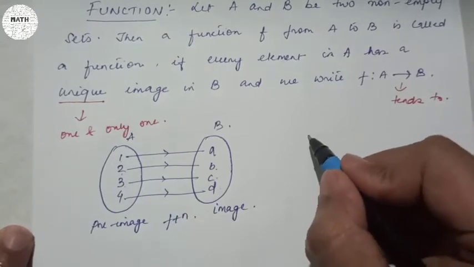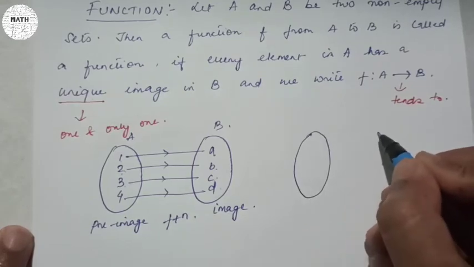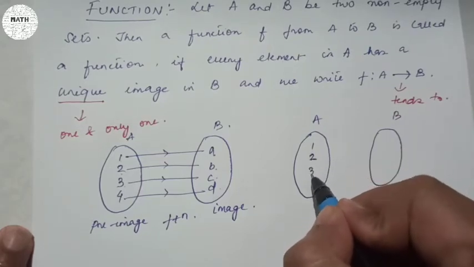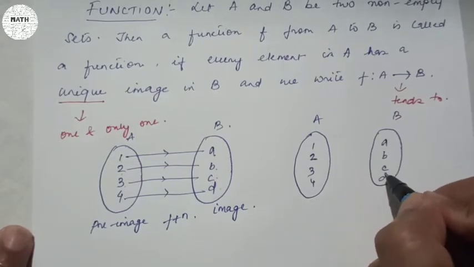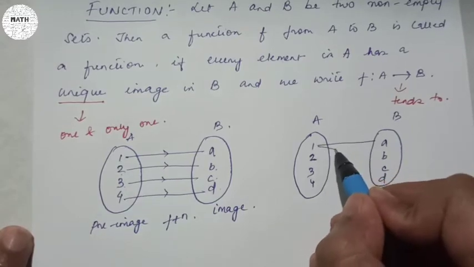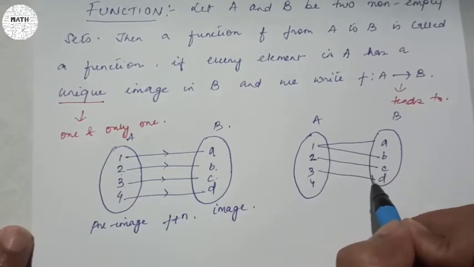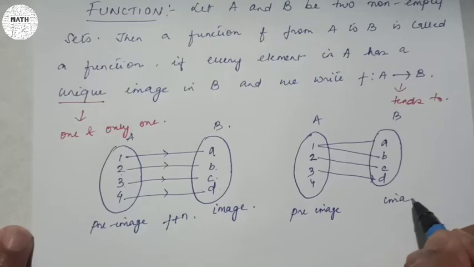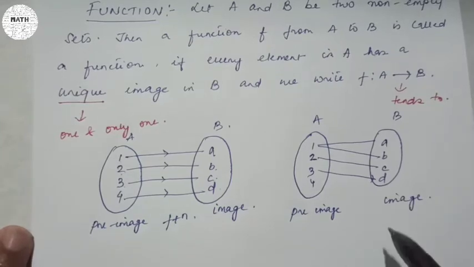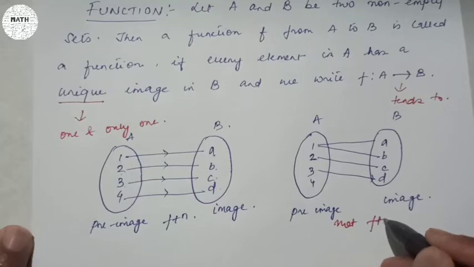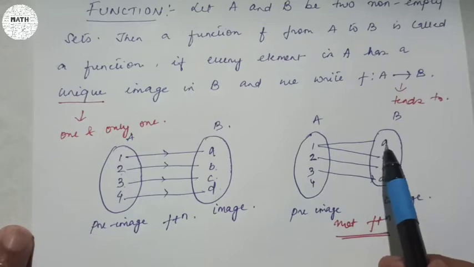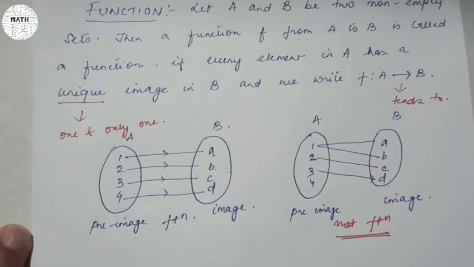So that's nothing more than your function. Again, similarly, if I draw another one and say A, B, 1, 2, 3, 4, a, b, c, d, and I draw it like this, this is your pre-image and that's your image. This one is not a function. Why? Because 1 got 2 images, which doesn't match the definition of a function. So that's not a function.